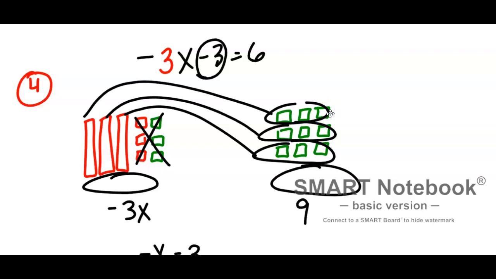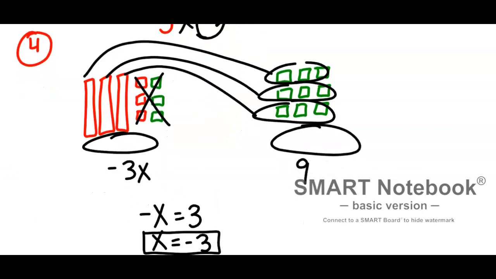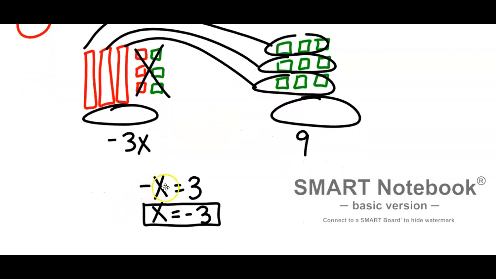Okay, so my answer would be negative x equals 3, but remember, I can't have a negative x, so I have to change both sides' signs to x equals negative 3. Okay, so that is just an example, a little recap. I believe it's number 4 on your worksheet for 2-1.